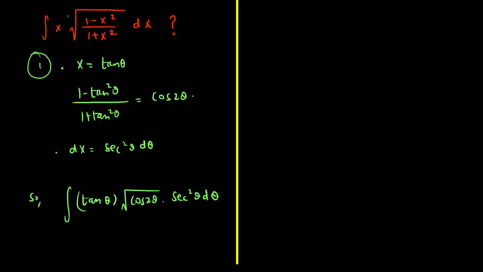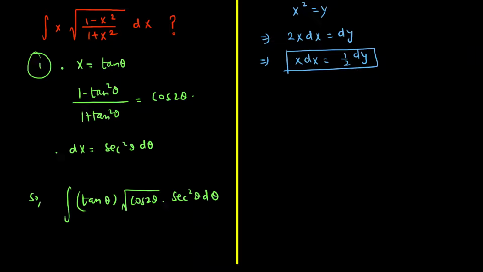Because if you notice, we have an x outside and we have an x square inside. So why not substitute x square as y, right? So if we substitute x square as y, then if we differentiate both the sides, basically it's going to look like 2x dx is equal to dy. And we know that we have an x dx outside, so let's find it out. x dx, dividing both sides by 2, is going to be 1 over 2 dy. So this is what we are going to take and keep separately.